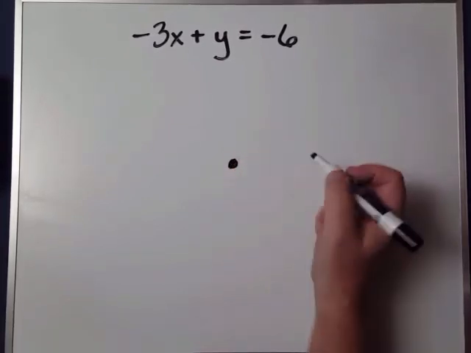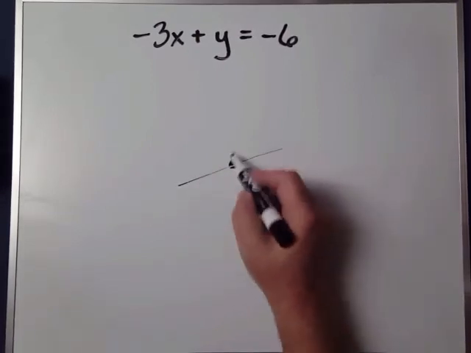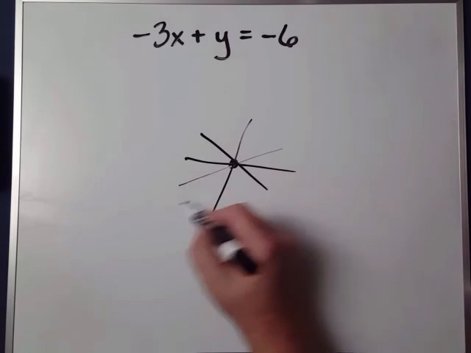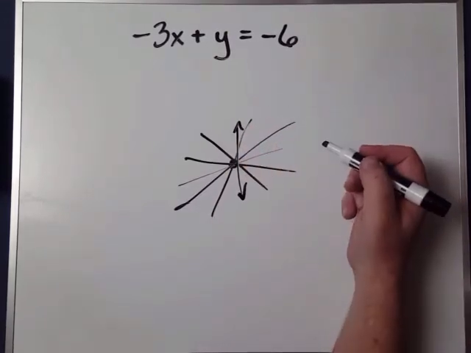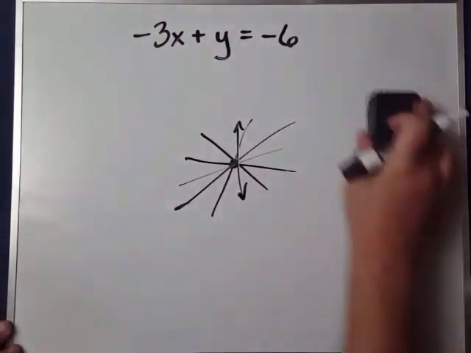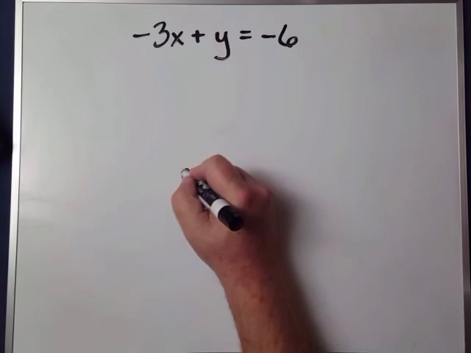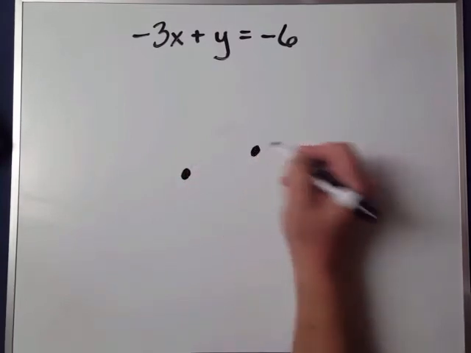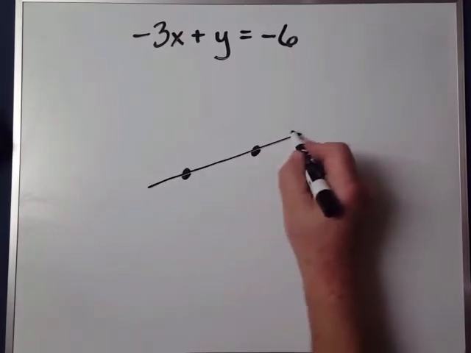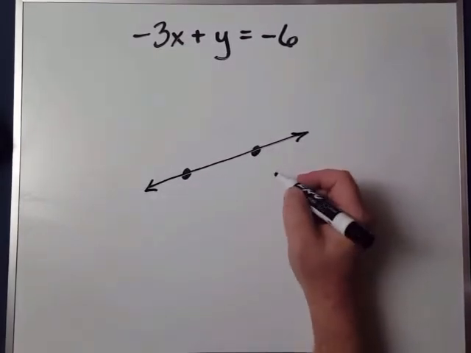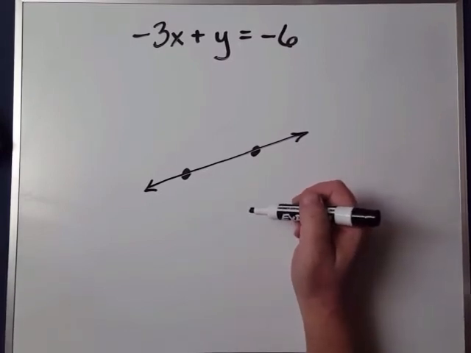How many lines are in the plane of this whiteboard that pass through this single point? Infinitely many. Infinitely many lines pass through that single point. How many lines in the plane of this whiteboard pass through that pair of points? Just that one. That's the only line that contains both of those points.